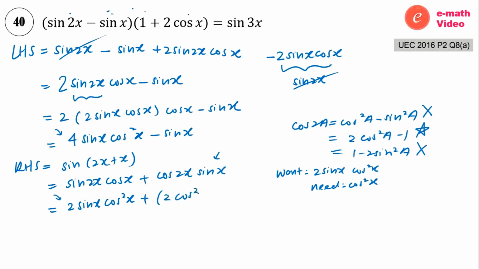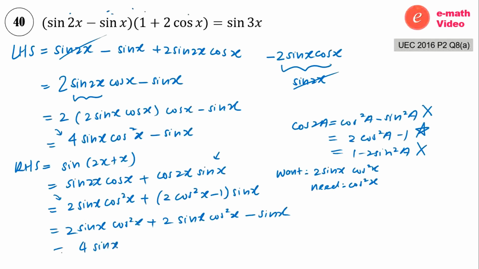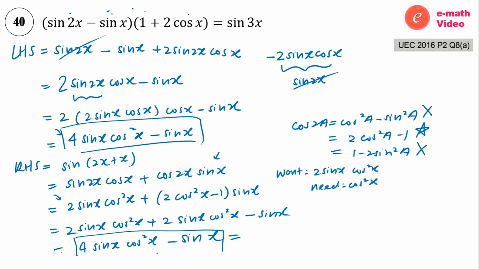2 cos square x minus 1 times sine x. You see? 2 sine x cos square x plus 2 sine x cos square x minus sine x. 2 plus 2 is 4 sine x cos square x minus sine x, which is equals to this. And this equals to left hand side. Proven.